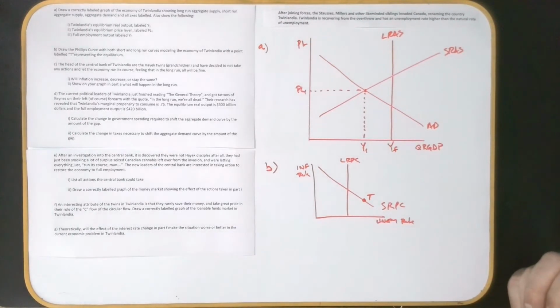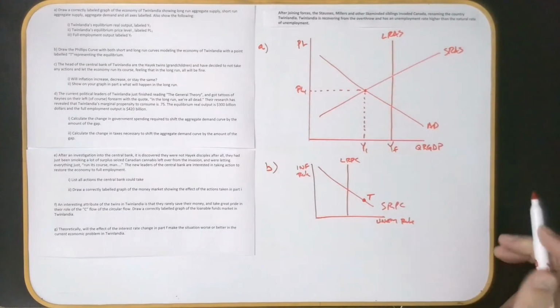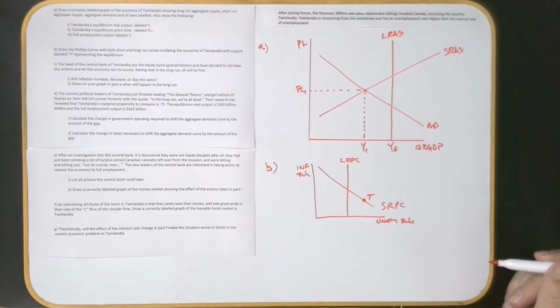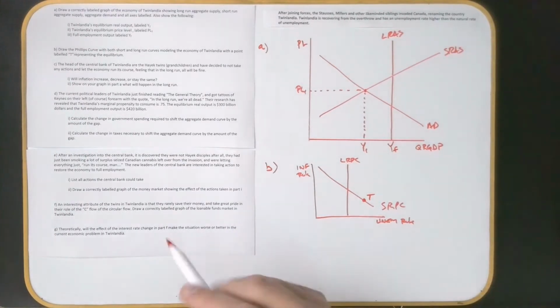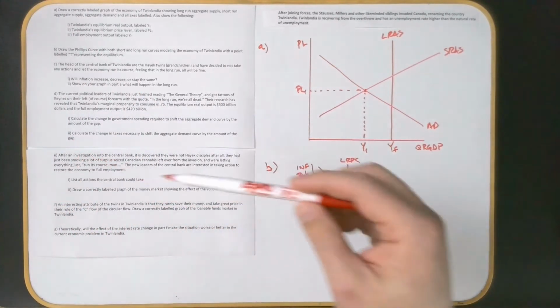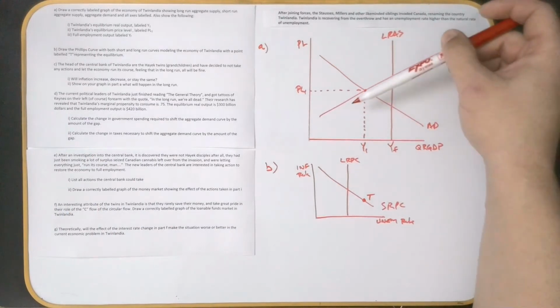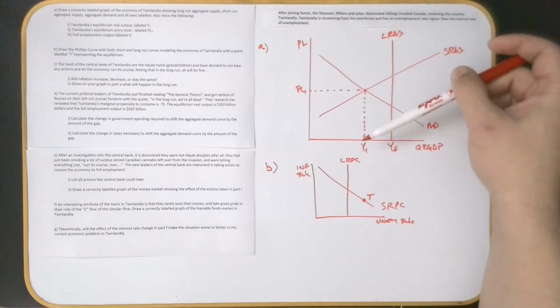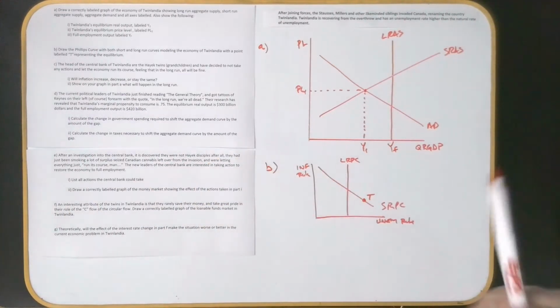For part C, the heads of the central bank of Twinlandia are Hayek twins' grandchildren, and have decided not to take any action. So the Austrian school, Hayekians, classicals are tending to let the economy self-correct. Will the inflation increase, decrease, or stay the same? Well, eventually, and I didn't word this especially well, but what's going to happen eventually to inflation is it's going to keep decreasing. The price level will keep decreasing, and show on your graph what's going to happen.